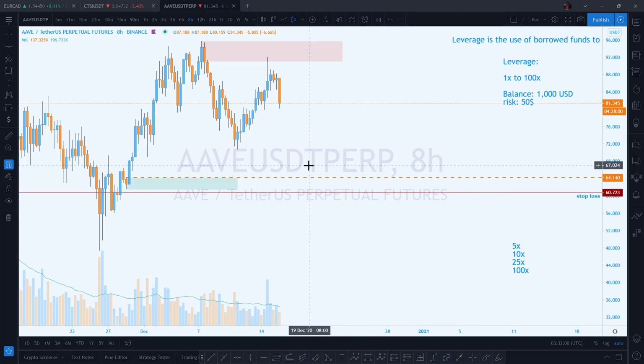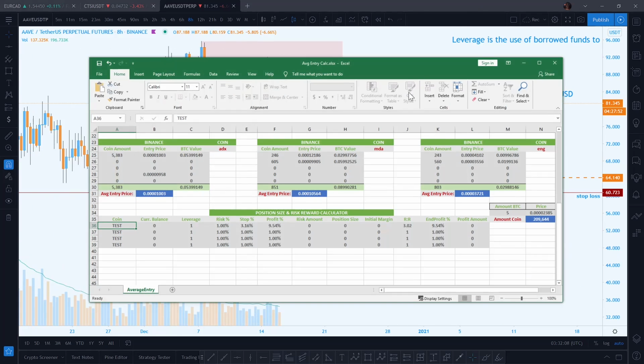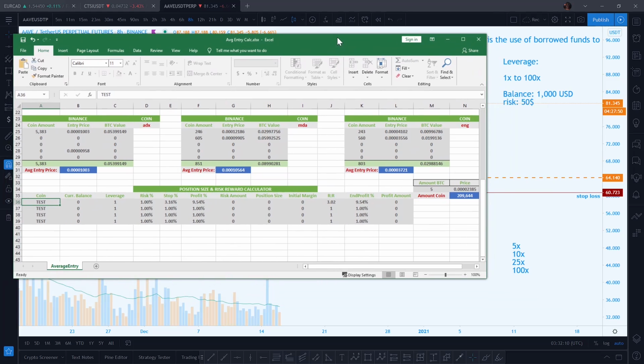Like I said in the risk reward class, I showed you how to calculate it. I also have a special calculator I use. So let me use my Excel calculator here. They all have $1,000 balance, right? The first guy is using 5x, right? The second one is using 10. The third one is using 25, and the fourth is using 100x.